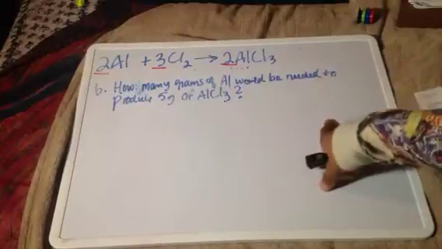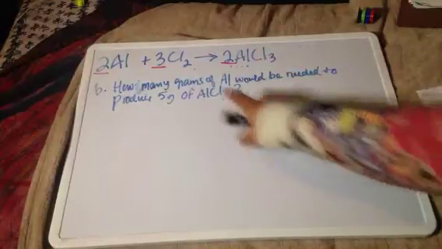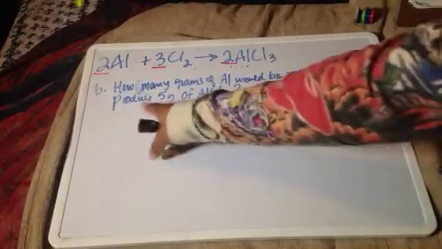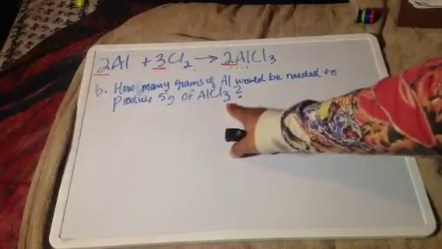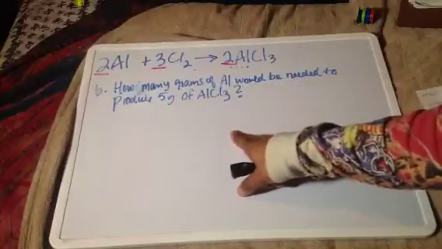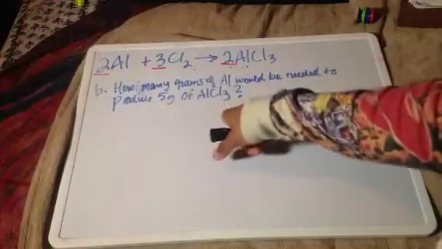Okay, the second part of this problem is how many grams of aluminum would be needed to produce 5 grams of aluminum chloride. So automatically we see grams here, so we know that we're going from grams to moles and then to grams. Let me write that out. Maybe this will help: grams to moles and then to grams.